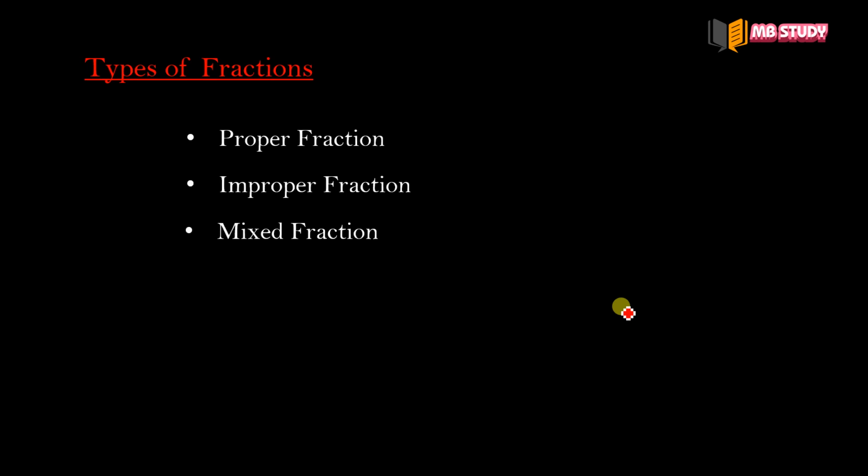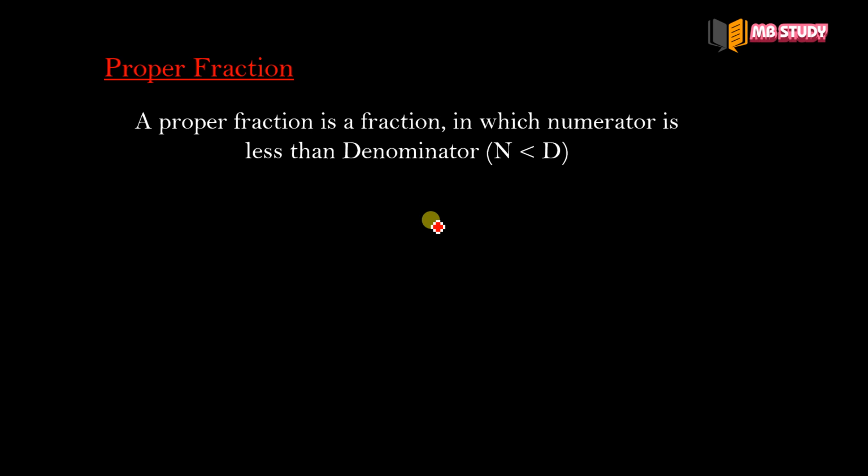Types of fractions: proper fraction, improper fraction, mixed fraction. So there are mainly 3 types of fractions: proper fraction, improper fraction and mixed fraction. First of all, let us look at the proper fraction. A proper fraction is a fraction in which the numerator is less than the denominator.